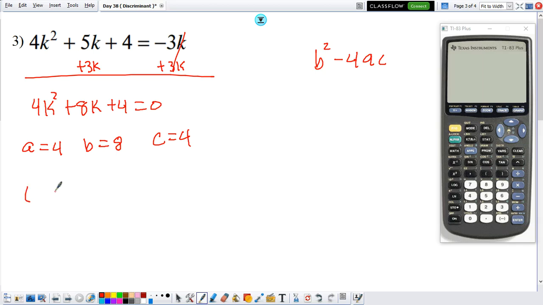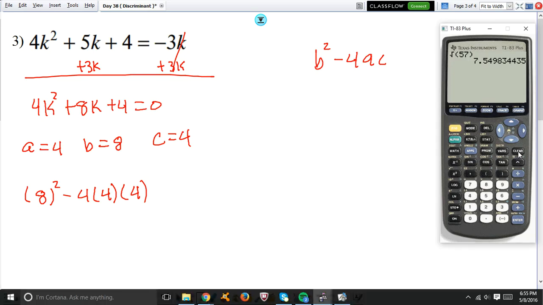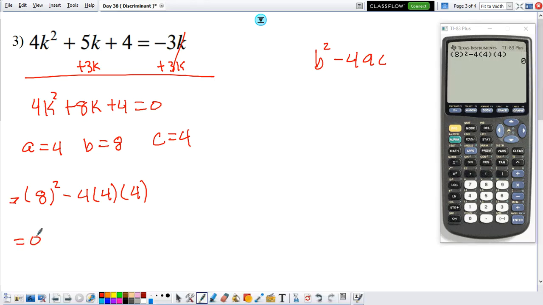So we're going to have 8 squared minus 4 times 4 times C, which is 4. Let's figure out what that is. 8 to the second minus 4 times 4 times 4. So we get that our discriminant is 0. Okay, so now our discriminant is 0.